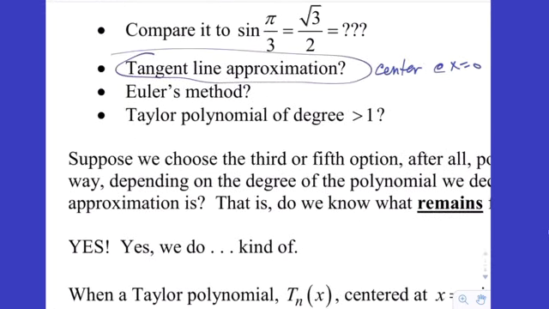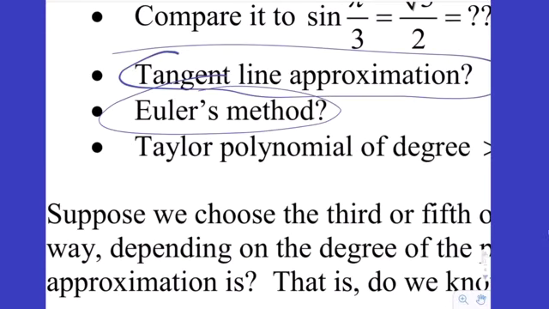Well, we could use the idea that lines are easy, and we could then split it up and use Euler's method, break up tangent line steps into multiple steps, which keeps us hugging the curve a little bit closer. So that's another one.